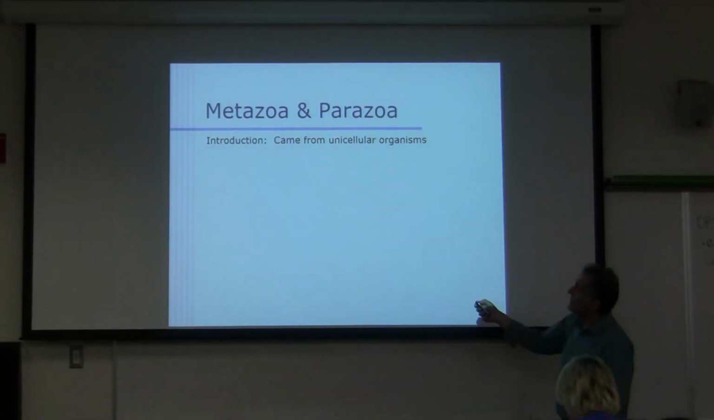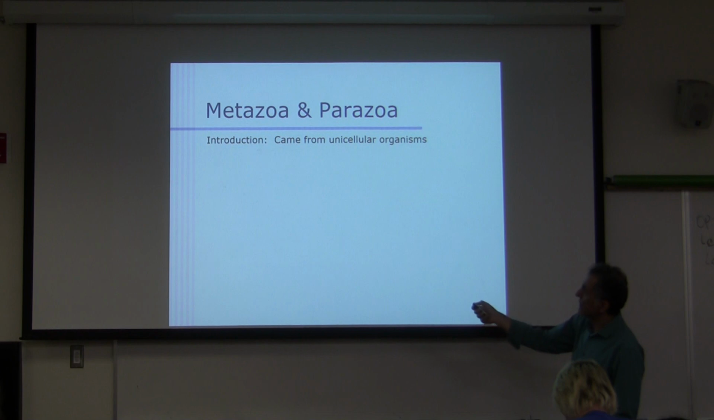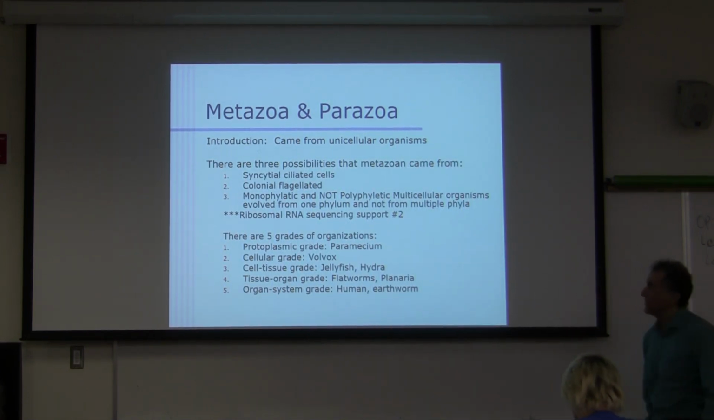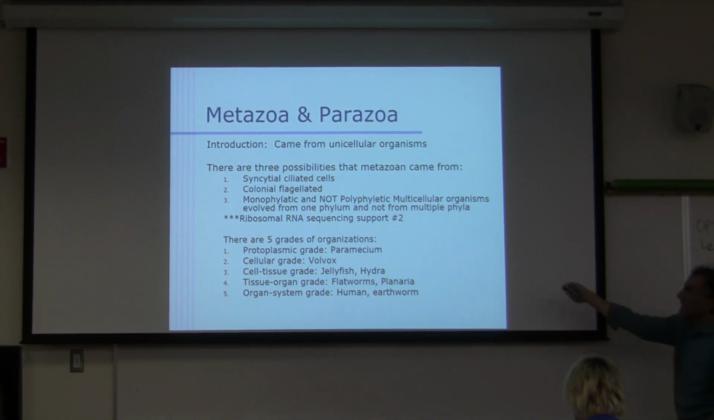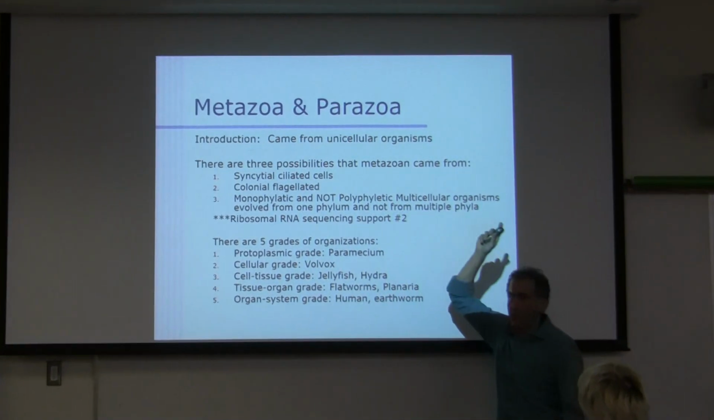Organisms, we talked about them. These are multicellular organisms, metazoa and parazoa. I will give you a definition of each one of them in a minute. But here they are. There are three possibilities that metazoa means multicellular organisms. That's what metazoa means.